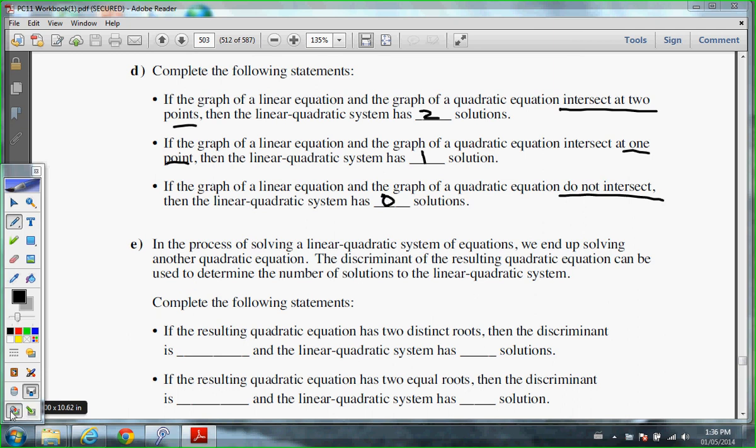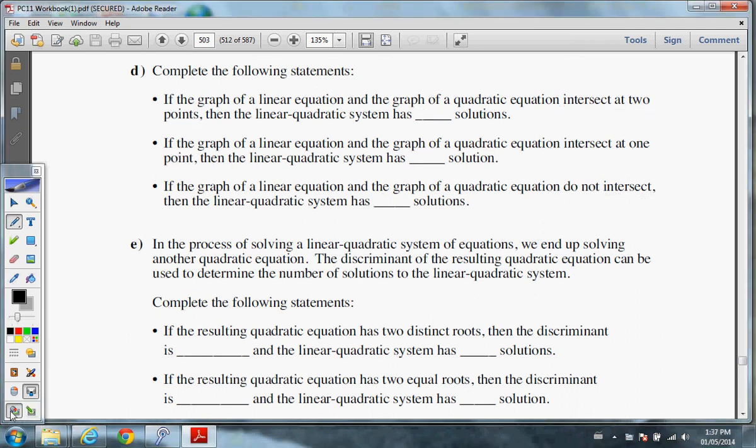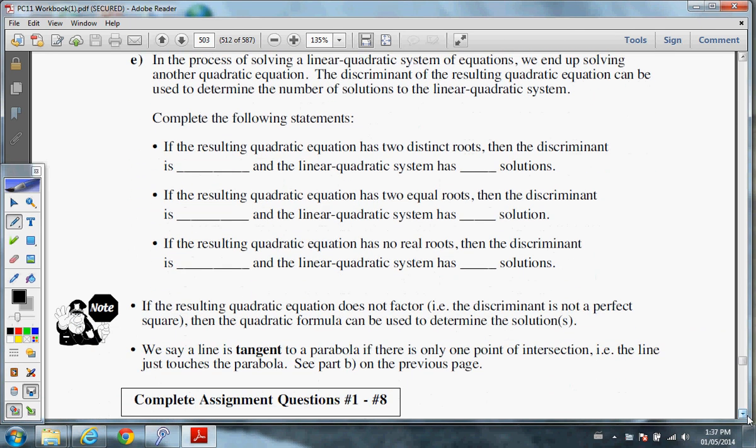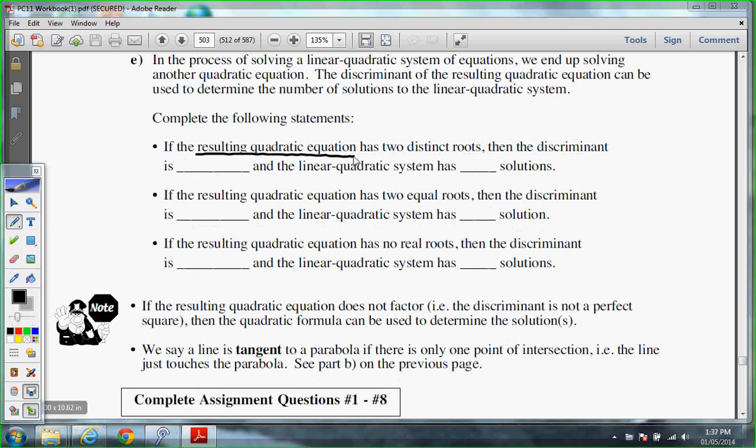And then down here, in the process of solving systems of linear equations. Now, when you're solving, the resulting quadratic equation is what we get after we moved everything over and set it equal to 0. If you think about it, that was the x squared minus x minus 12 equals 3x. When I subtract the 3x over, this is what they mean by the resulting. That right there is the resulting quadratic equation.